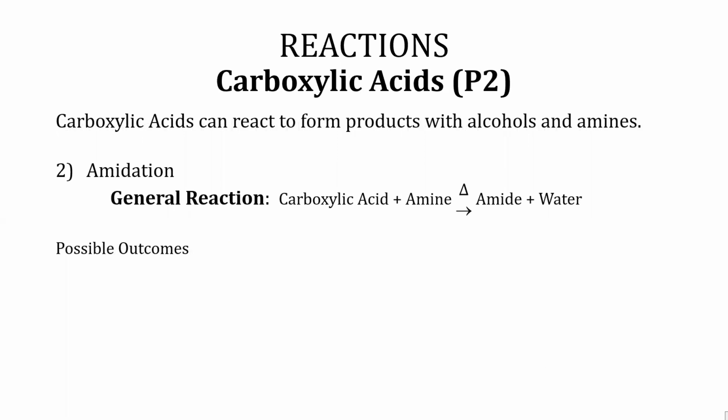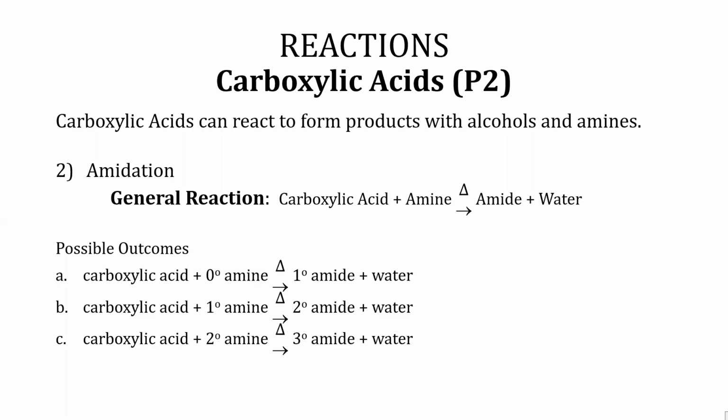Amidation is when a carboxylic acid reacts with an amine in the presence of heat to produce an amide and water. The possible outcomes are: A, a carboxylic acid plus a 0-degree amine to produce a primary amide and water. B, a carboxylic acid plus a primary amine to produce a secondary amide and water. C, a carboxylic acid plus a secondary amine to produce a tertiary amide and water.